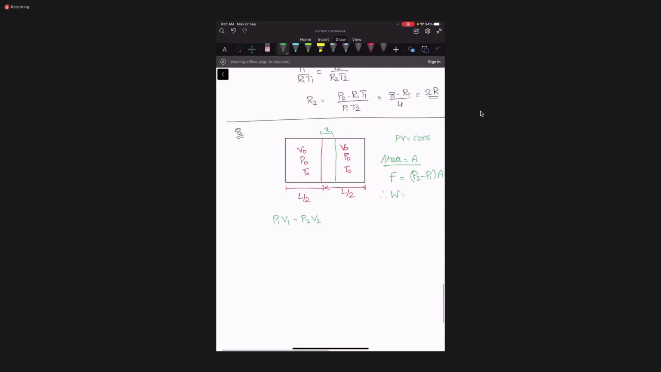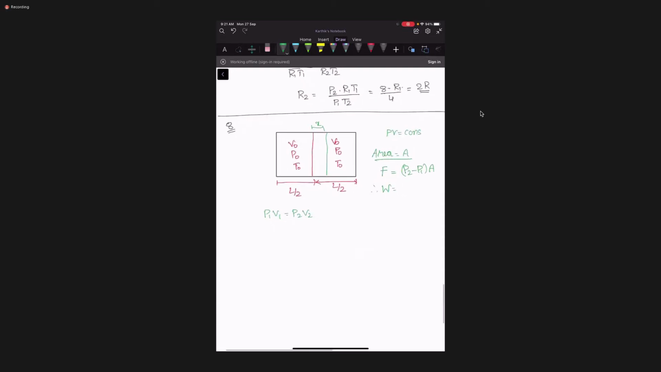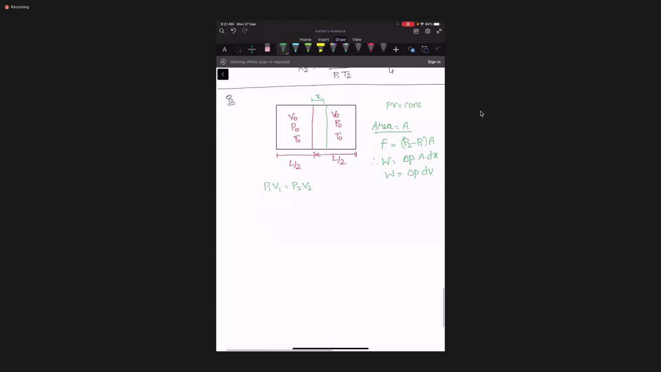Therefore, work done is, for example, let me say I'm moving it by distance of dx. It will be delta P into area into dx, isn't it? Area into dx is your dV. Clear? This is the work which has to be performed by us to move the piston, isn't it?